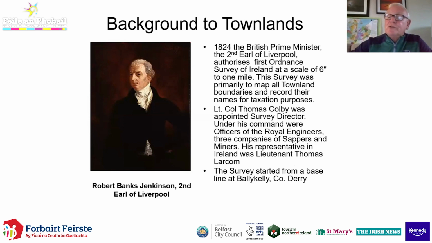And here we have him, Robert Banks Jenkinson, the second Earl of Liverpool, as they called him. He was the British Prime Minister, and he is the guy who authorizes the first total survey of Ireland using a scale of 6 inches to 1 mile. And the survey was to map out all the townlands, their boundaries, and to fix them for one purpose, raising taxation. So the guy put in charge of it is Thomas Colby, a lieutenant colonel. And under his command are a series of British Royal Engineers and three companies of sappers and miners.